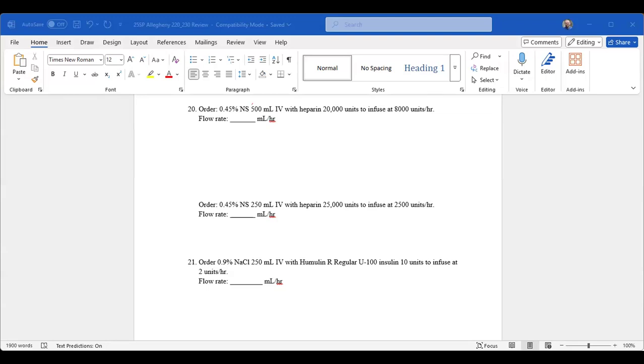So, all right. What I'm going to start off with is these infusion questions because they actually help prep you for what you're going to see with the heparin questions in just a little bit. So we'll start off with these here and we'll kind of go forward.